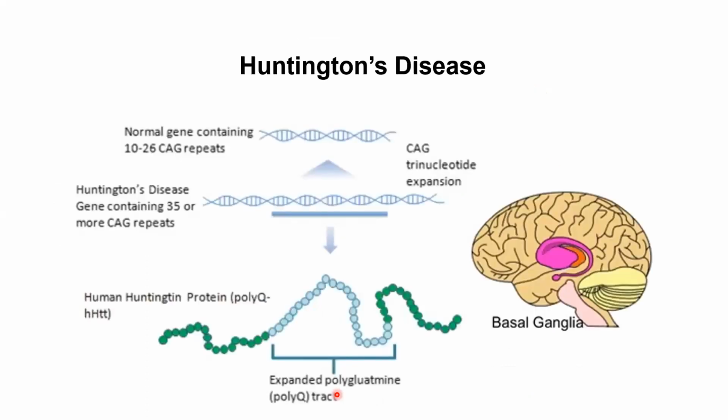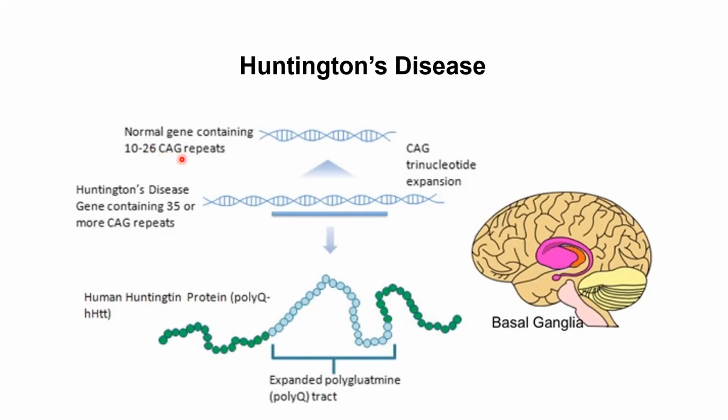Huntington disease is a neurodegenerative disease, and could have mental capacity loss, movement loss, and also one of the symptoms is temperament. You would lose your temper so easily. When we see the normal gene, it has 10 to 26 CAG repeats.